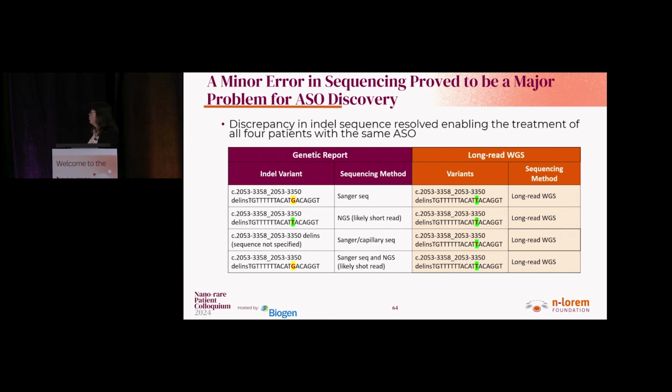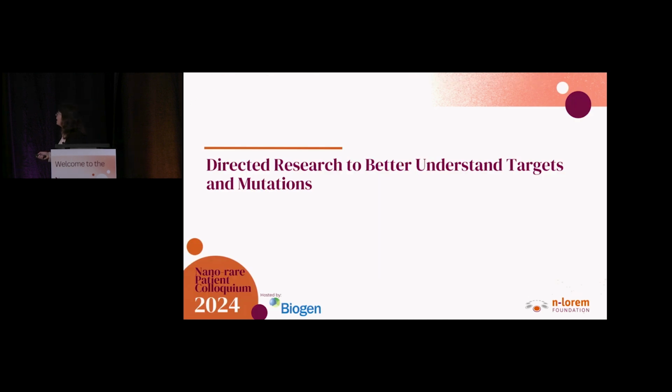So what we decided to do was actually do our own analysis. We went ahead and did long-read whole genome sequencing, and you can clearly see that all these patients have exactly the same sequence. And this was revolutionary. This is an aha moment, because this means that we can really design the same ASOs for all 4 patients, meaning with one ASO, we can treat 4 people. So a small discrepancy in one little base actually means a lot for us. And so we needed to find this answer.